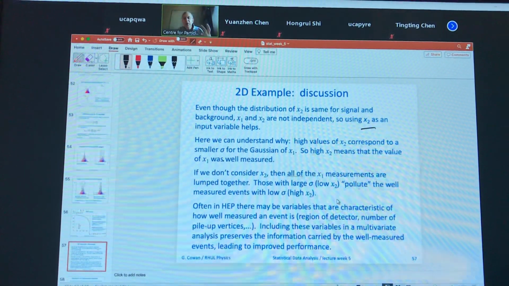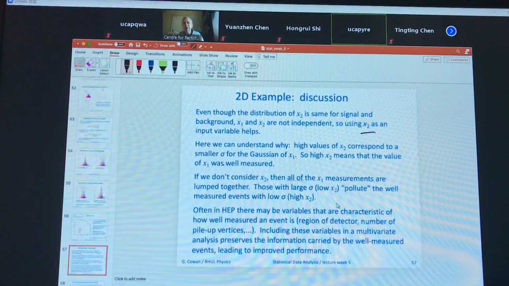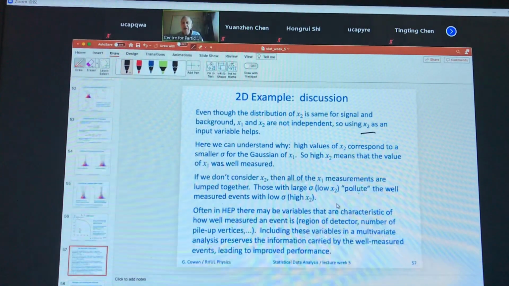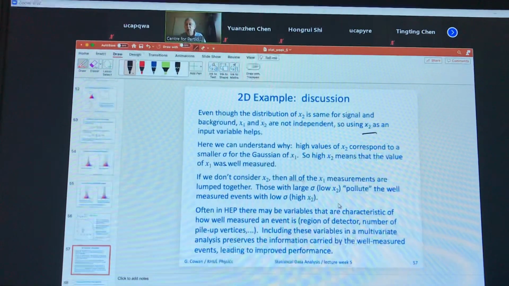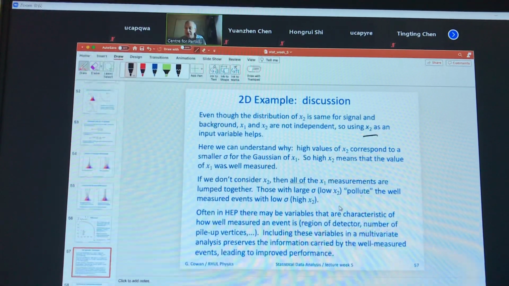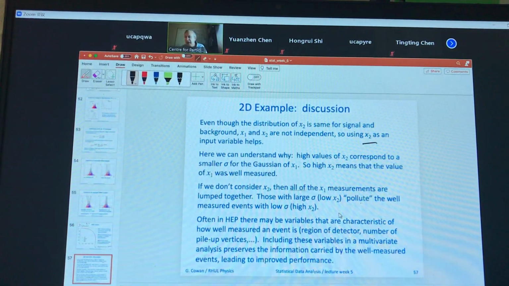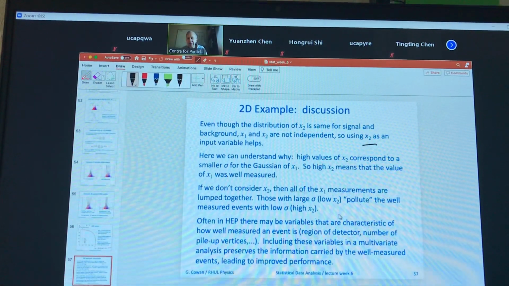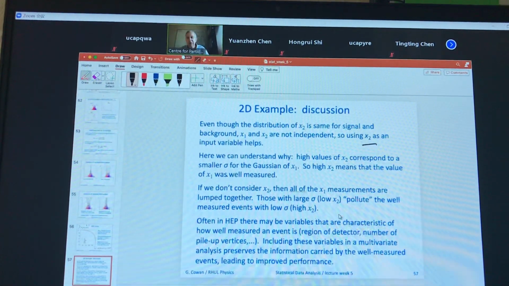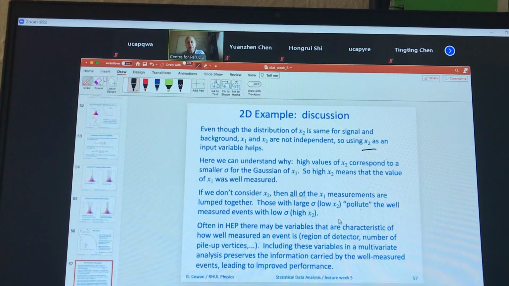And you can kind of understand why, because this x2 regulates the sigma of the Gaussian. And so you can see that for high x2, it's telling you that your measurement of x1 was very accurate. For low x2, your measurement of x1 was not very accurate. So if you just focus on x1, you have well-measured events and poorly measured events. If you mix all those events together, which is to say if you weren't to use the information from x2, then the good, well-measured events and the poorly measured events would all be jumbled together, and the poorly measured events would pollute the gold-plated, the really good events.